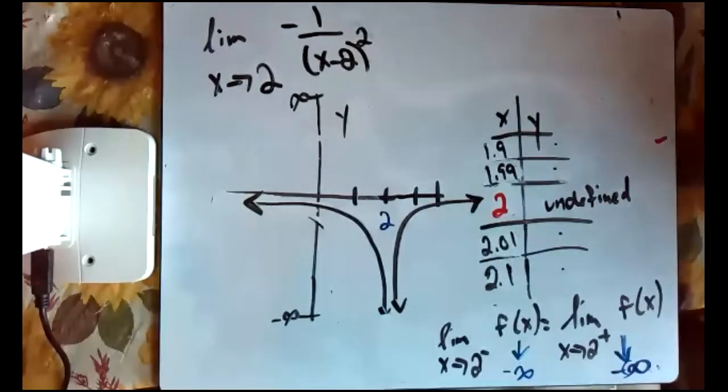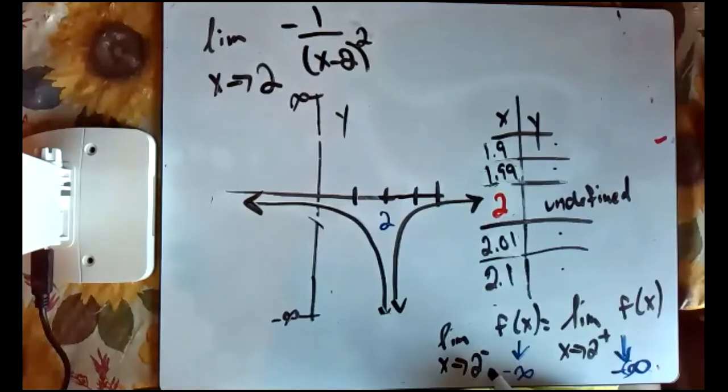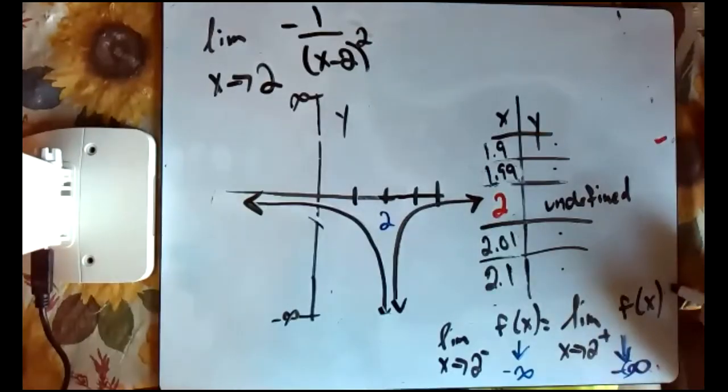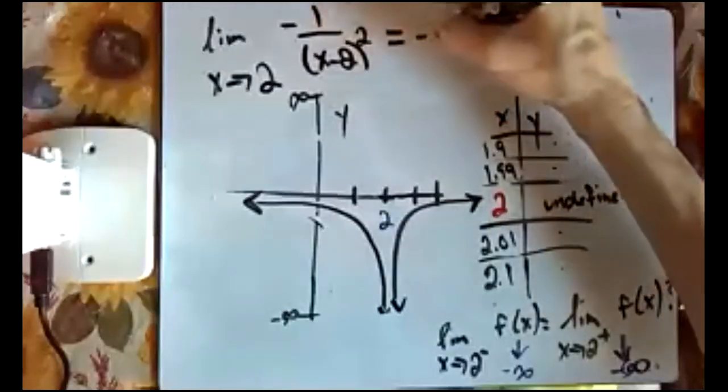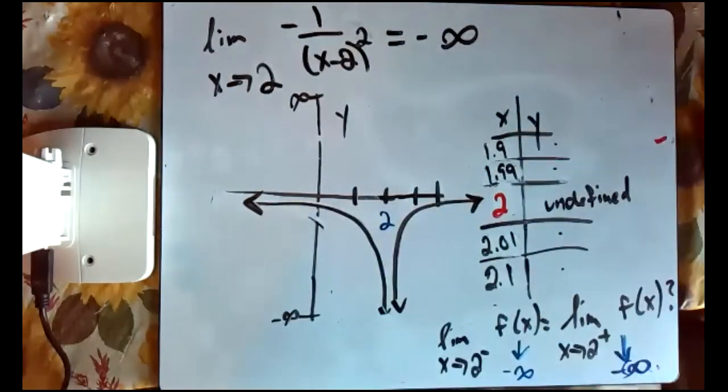So remember, we were trying to ask, does the limit as x approaches 2 from the left also equal the limit as x approaches 2 from the right? Well, are they equal? Yep, they sure are, because what do we come up with? Negative infinity.